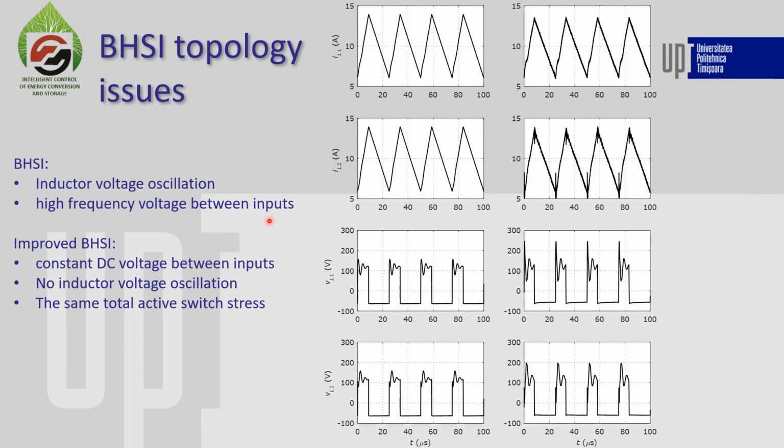And we actually have an improved version of this converter, which has a DC voltage between inputs and no inductor voltage oscillations. And this was done achieving the same performance indicators. Even if we change the topology a bit, we have the same total active switch stress. And this new topology will be presented by my colleagues.